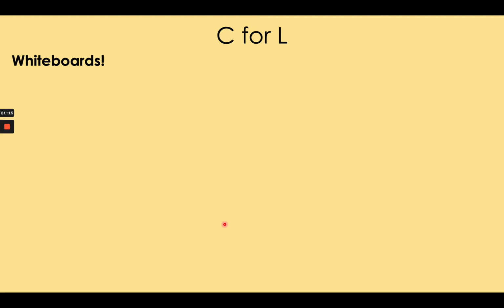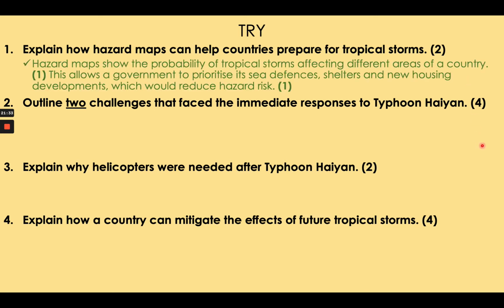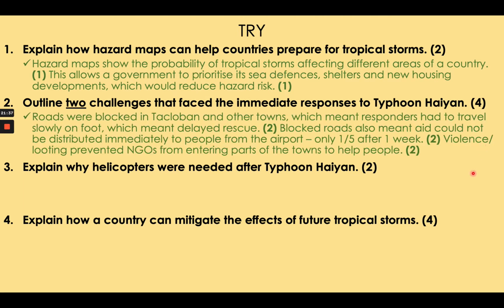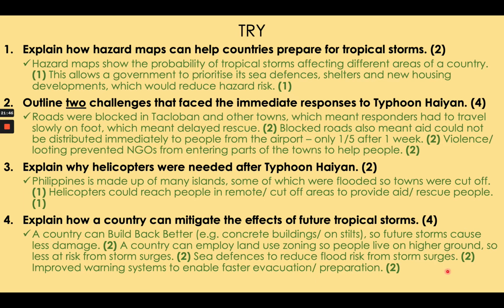Okay, time to practice. Read the questions, answer them using your understanding from this lesson, and then mark your answers. Make sure that you mark your answers in green pen and add corrections or any parts that you've missed. Go. So number 1. 2. Any 2 of these needed. 3. And finally 4. Again, any 2 of these.